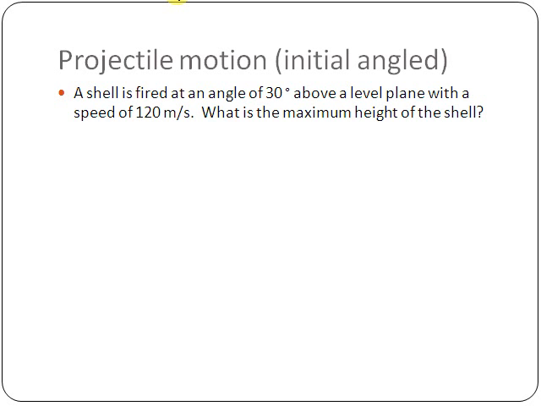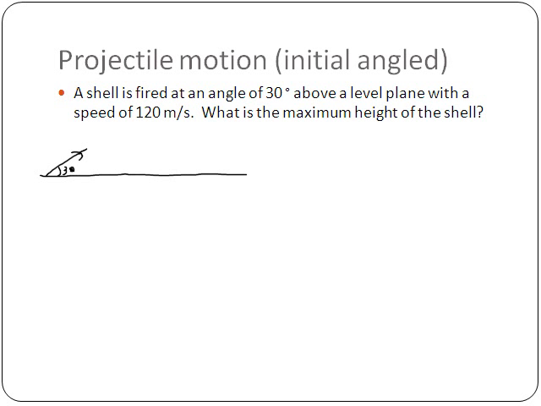So in this case right here, we have a shell. A shell is fired at an angle of 30 degrees above a level plane with a speed of 120 meters per second. The question is, what is the maximum height of the shell? If we think about what's going on here, we have a level plane and a shell which is fired at 30 degrees. So we have 30 degrees right in there.